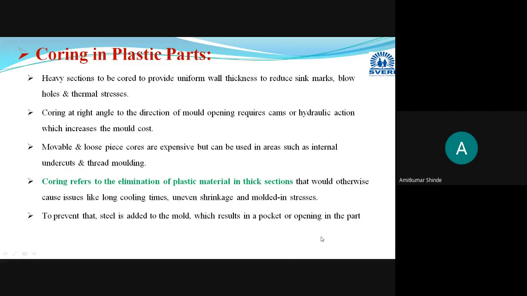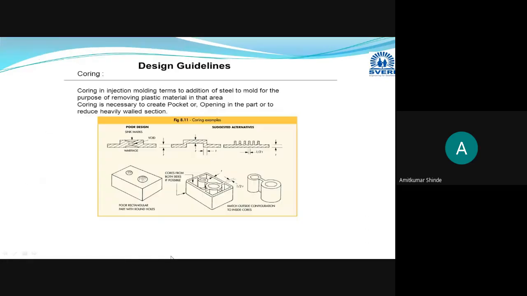Okay, the remaining points I have already explained. Coring refers to the elimination of plastic material from the thick section. Otherwise, some defects may be created: long cooling times and uneven shrinkage. This uneven shrinkage leads to sink marks, voids, and stresses. To avoid this, coring is done, and it is done in this way.